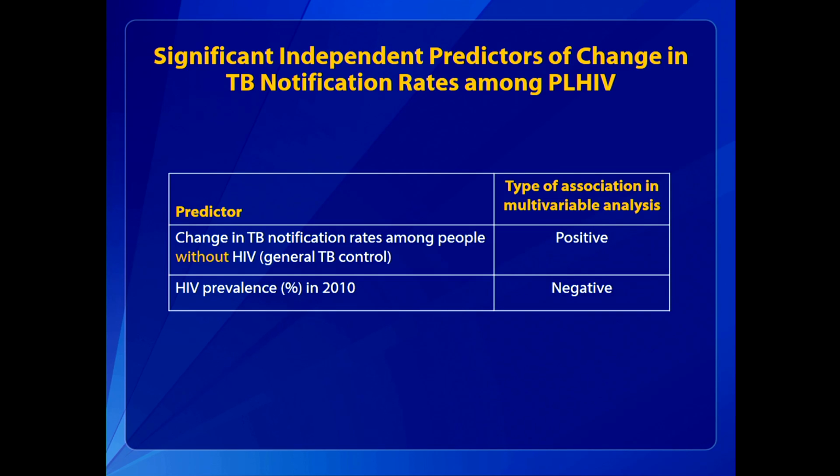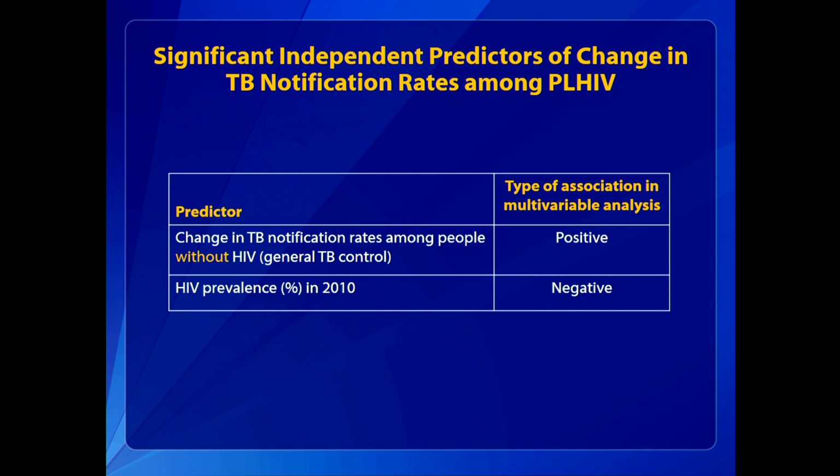Of the 6 predictors assessed for change in TB notification rates among people living with HIV, only 2 were significant independent predictors in multivariable analysis, and neither were ART variables. Instead, change in TB notification rates among people without HIV, which, recall, we used as an indicator of the quality of general TB control in a country, showed significant positive association, meaning that a decline in TB notification rates among people without HIV predicted a decline in TB notification rates among people with HIV.